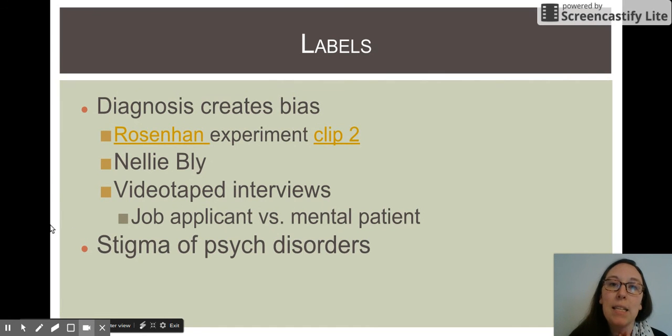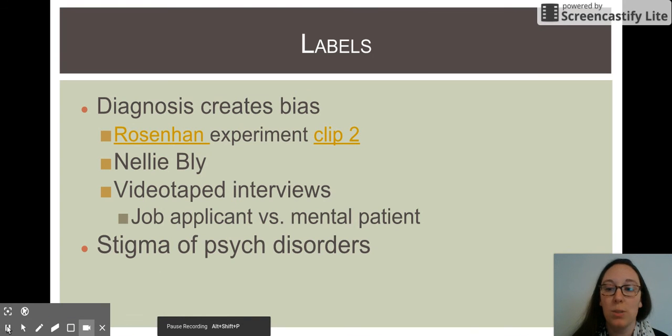And then lastly, people will see videotaped interviews of the same person, but are told different things about that person, that they're either a job applicant or a mental patient, and believe very different things about the person. So same video, but believe different things about them.